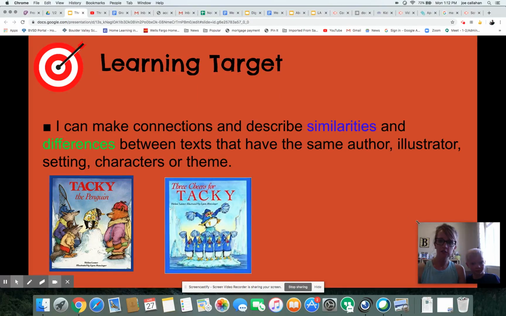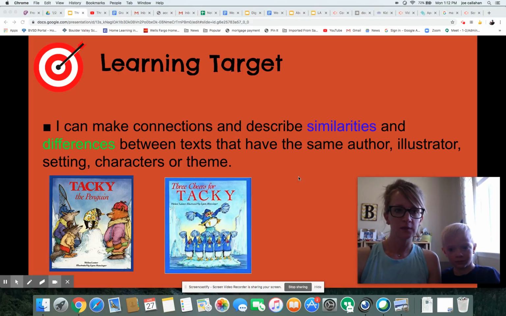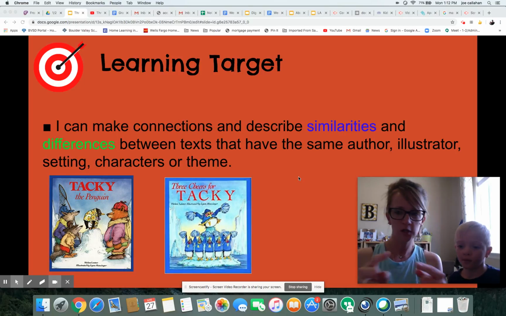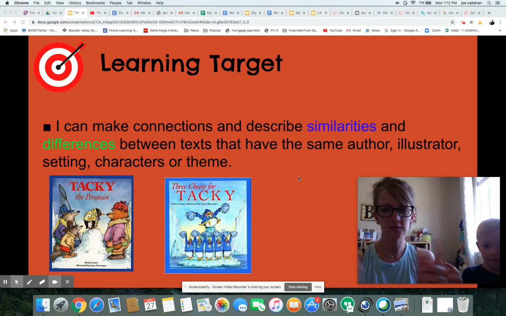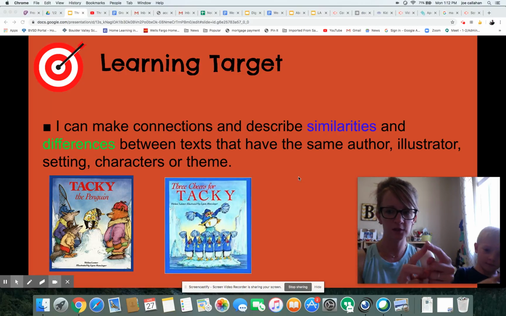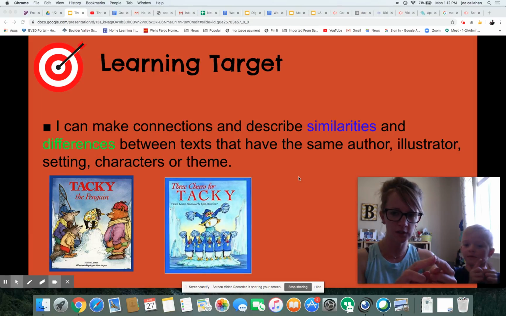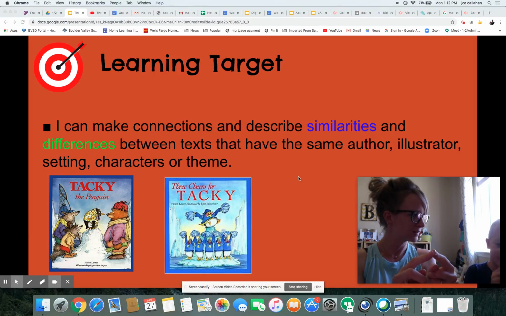All right, here is today's target. I can make connections and describe similarities and differences between texts that have the same author, illustrator, setting, characters, or theme. So we're going to compare and contrast the similarities and differences you see between texts. Cody, can you do that with me? Compare, contrast, similarities, differences. Do it with us, readers. Similarities, compare, contrast, differences.